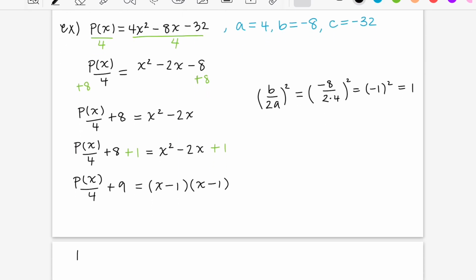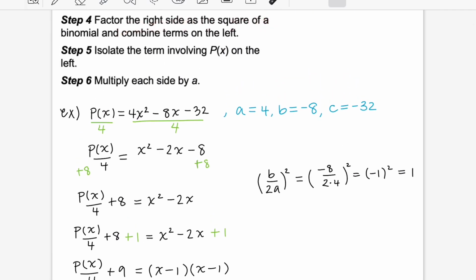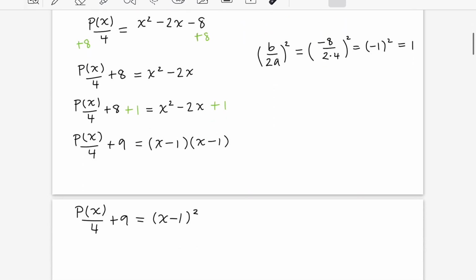So what we end up with is p of x over 4 plus 9 on the left-hand side, and we got that by combining those terms. And then this here is x minus 1 squared. And so we completed step 4. We factored the right-hand side as a square of a binomial. So this is the square of a binomial. And this is because we have two terms here. So when we have two terms, we're going to call it a binomial. So I'll write that.